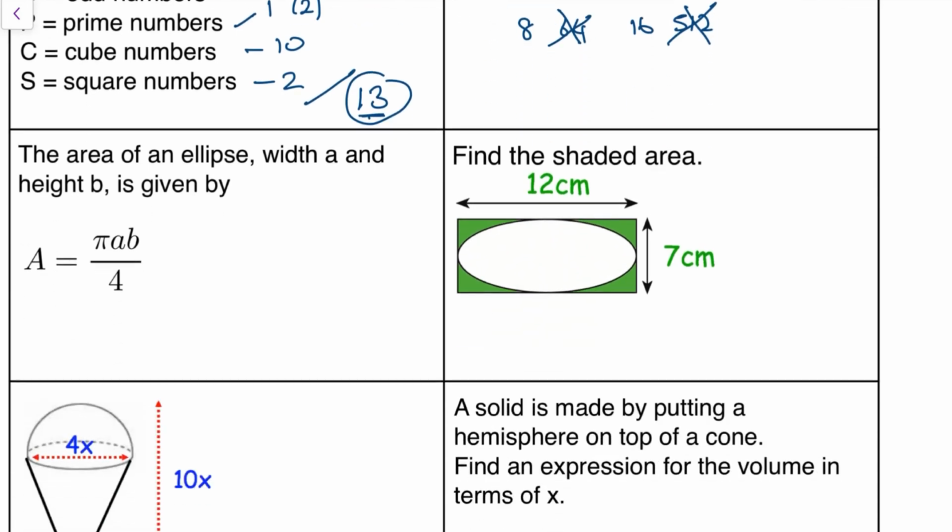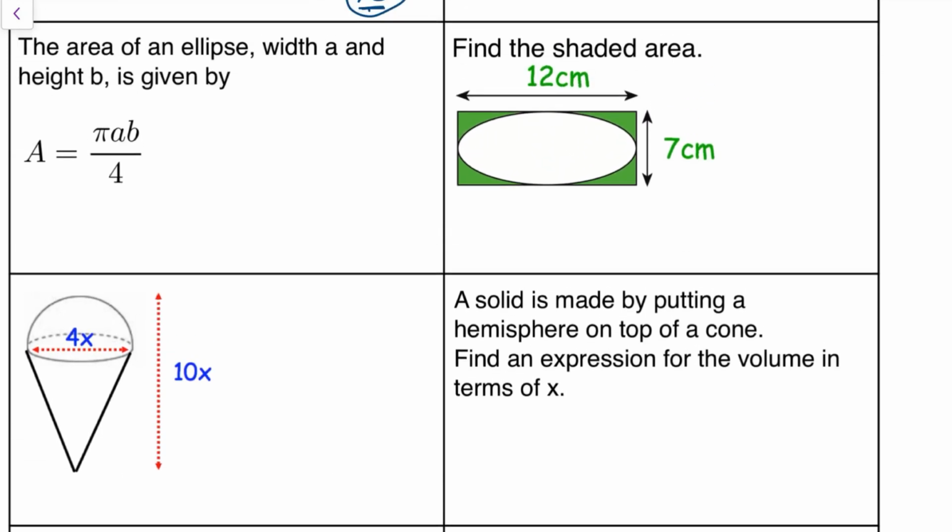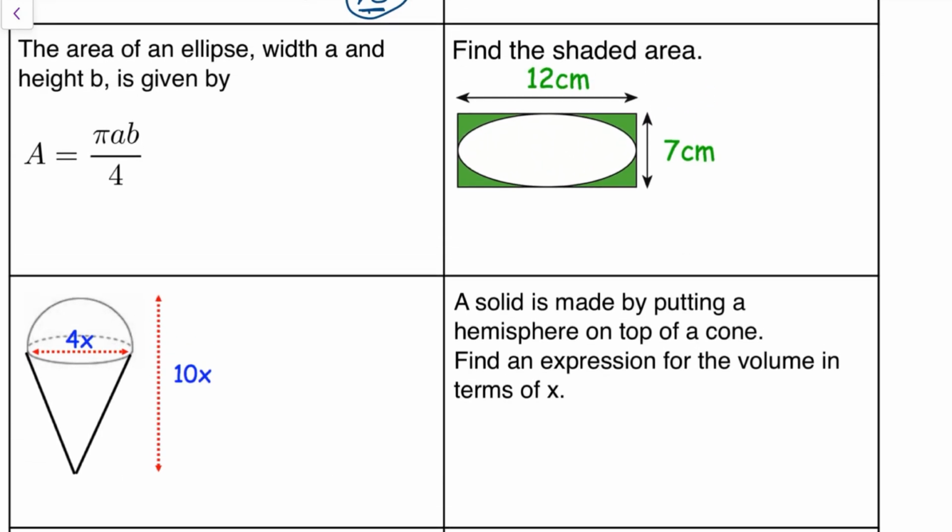Final question, actually no, it's not final question, 3 more questions today, nowhere near final. The area of an ellipse, width A and height B is given by, find the shaded area. Well, this one's not too bad.